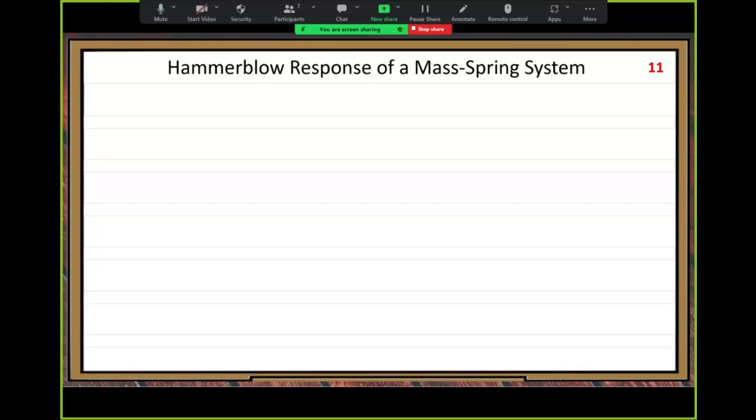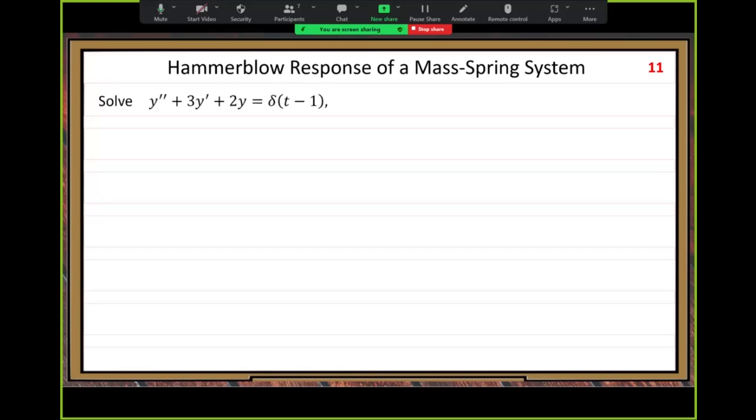At this point, we want to practice the Laplace transform on two special functions. One is the Heaviside function, which we practiced a little. Another is the delta function. All right, look at this delta function example: the hammer blow response of a mass spring system.